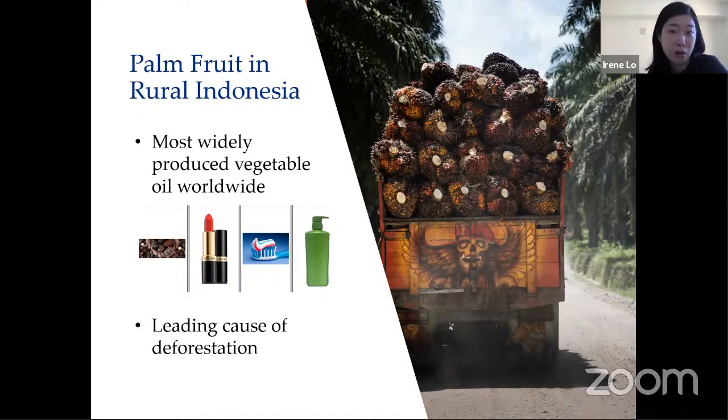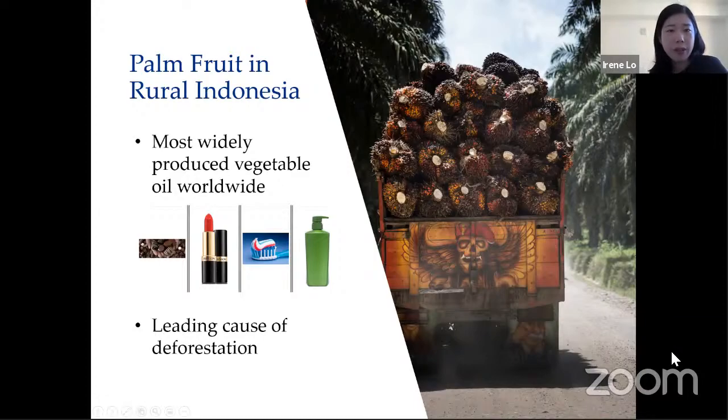That's almost an order of magnitude more than olive oil, for example. It's been used in 50% of packaged products, including chocolates, cosmetics, toothpaste, plastics. And one of the reasons that there's a lot of academic interest in the palm oil supply chain is because it's also one of the leading causes of deforestation, with smallholder farmers clearing land to be able to plant more oil palm trees.